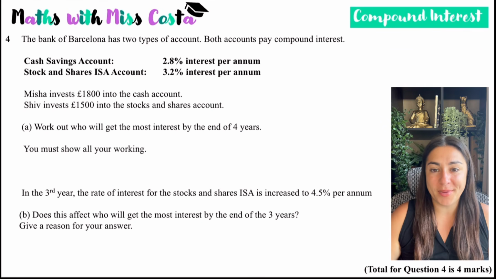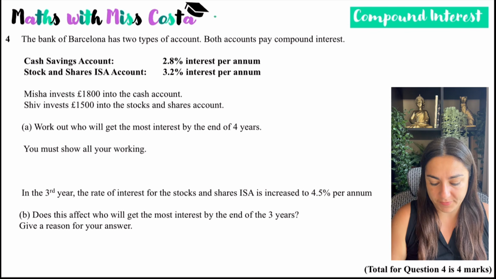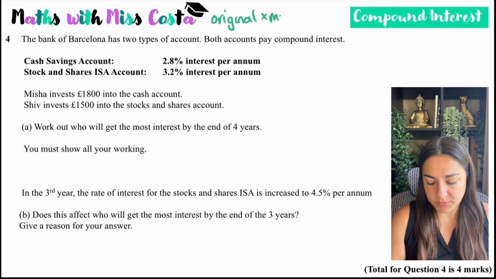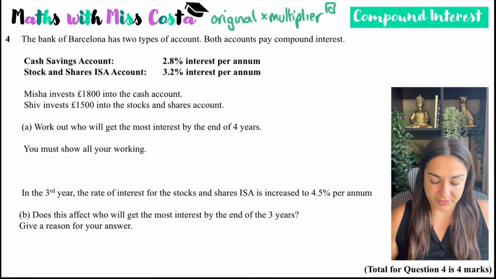Okay, so here we've got a compound interest question. So the key, or like the formula that we use for compound interest is whatever your original value is, times by the multiplier to the power of n, which is the number of years. So that's what we want to think about when we're doing questions like this.